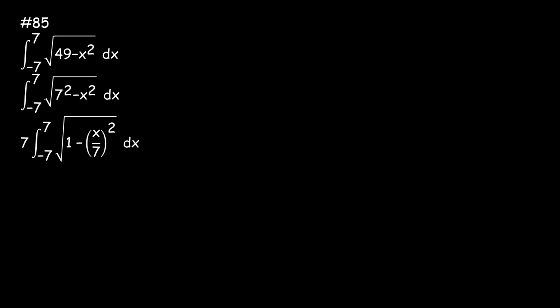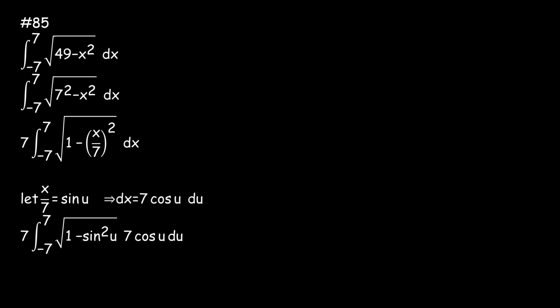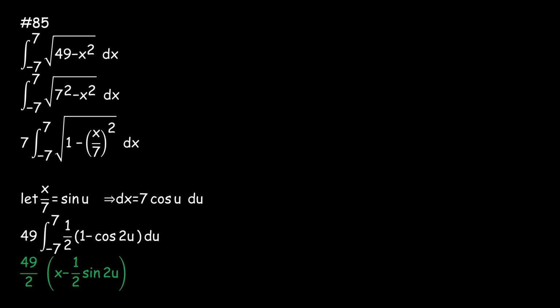Then we're going to let x over 7 be any trigonometric identity. We can choose sine, so we let x over 7 be sine u, means the derivative is 7 cos u. And when we substitute in there, square root of 1 minus sine squared u is actually cos. So we're going to have the integral of cos u times cos u, cos squared u. Okay, use the identity again for cos squared u. That'll be the integral of half times 1 minus cos 2u du. Perfect. So our answer is 49 bracket u minus half sine 2u.